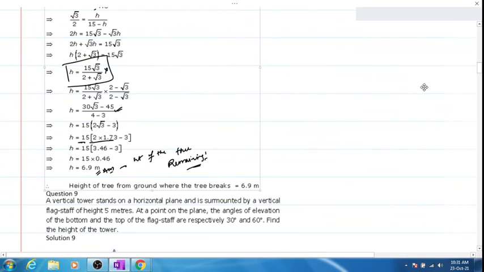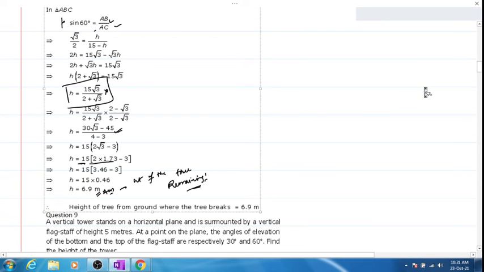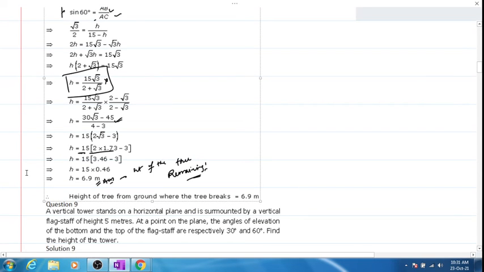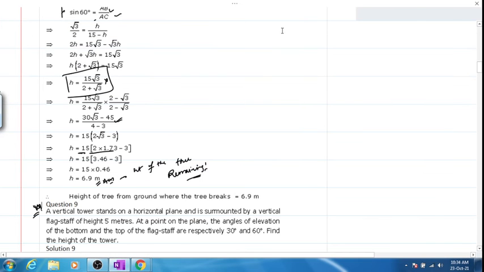If people are done with this, question number 9 is right here. Try drawing the figure for question number 9. I'll pause the video for the time being. How many are done with question number 9's figure? Shomojit?